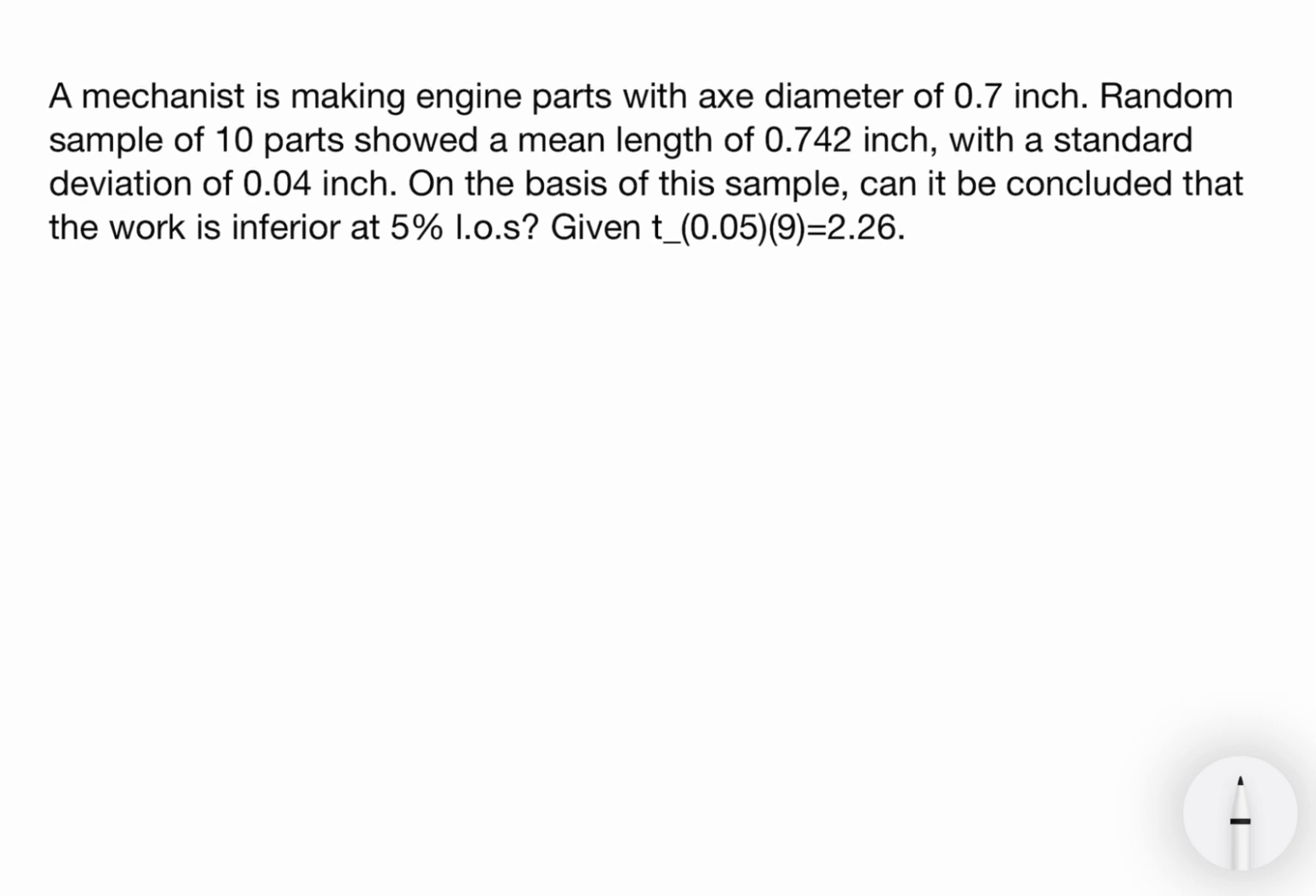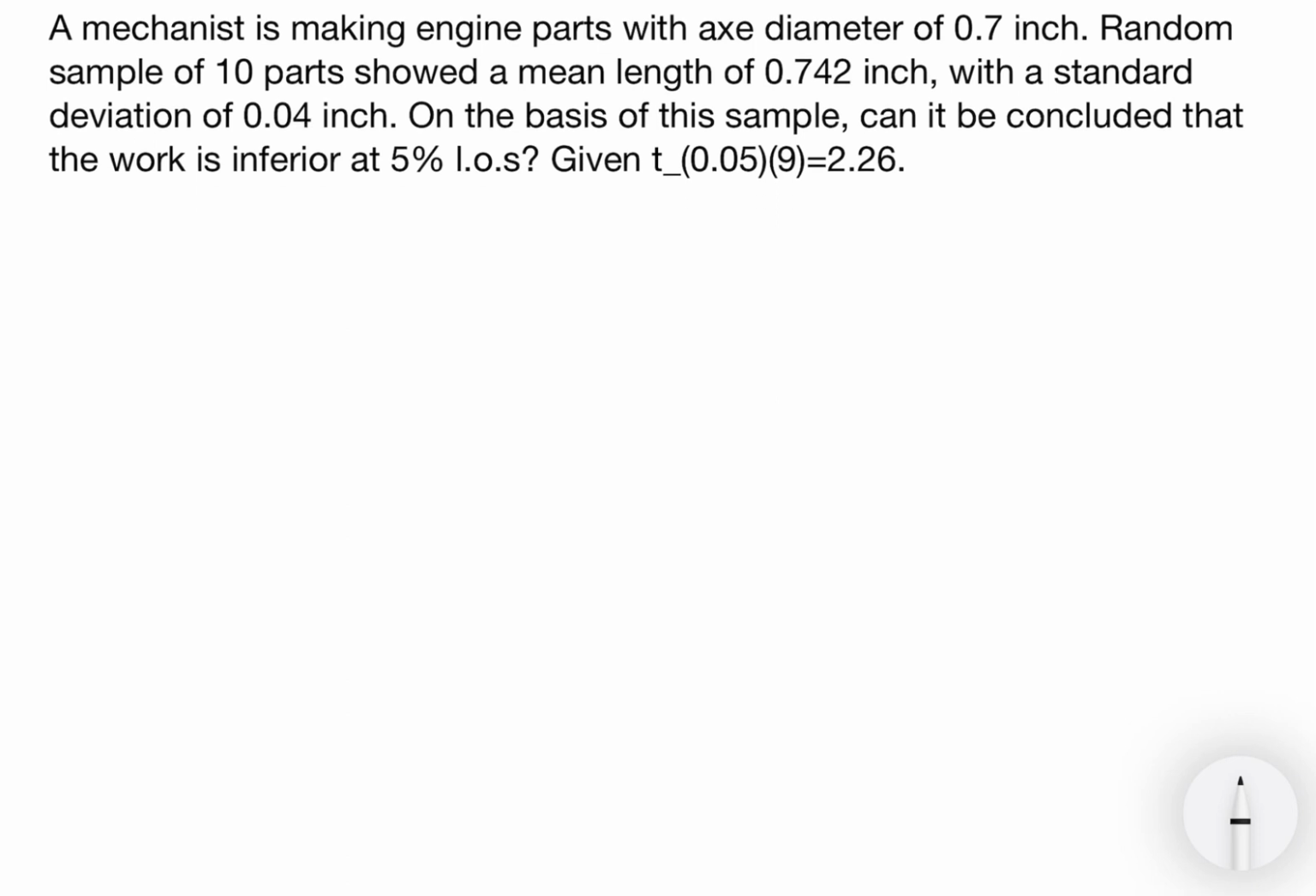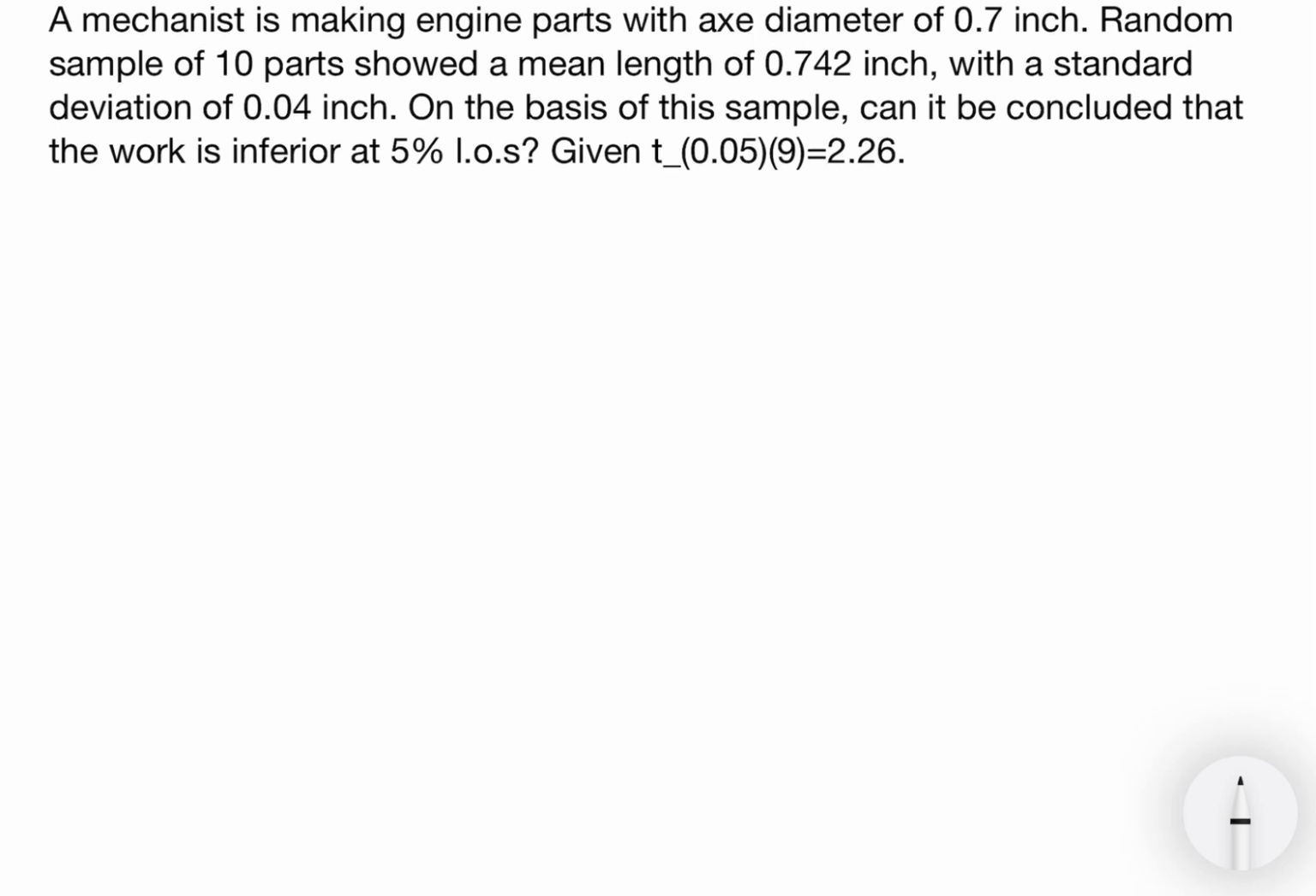The next problem states that the machinist is making engine parts with an axle diameter of 0.7 inches. Random samples of 10 parts showed a mean length of 0.742 inches with a standard deviation of 0.04 inches. On the basis of this sample, can it be concluded that the work is inferior at 5% level of significance, and the critical value at this level of significance is given.